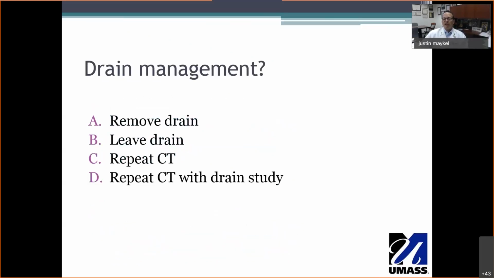Next slide. This is our third and final poll, if we could call it a poll. So what do you do now? These two drains are in place. The patient is clinically improving. The upper drain is really not productive. The lower drain, the pelvic drain, is productive. Do you remove them? Do you leave them in place?